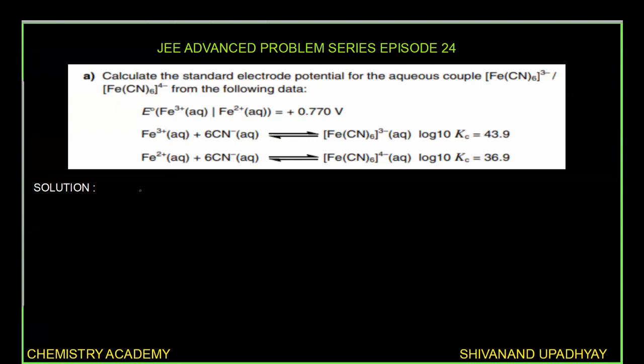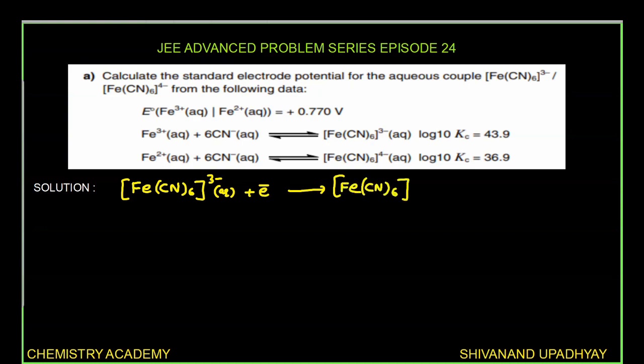What is it? Iron is first in +3 oxidation state in this complex ion, [Fe(CN)6]3- in aqueous state. Iron is present in +3 oxidation state. It will accept 1 electron to form this complex ion [Fe(CN)6]4- ion in aqueous state. So this we take as reaction number 1. We have to find out E0 of this reaction with the help of the given data.